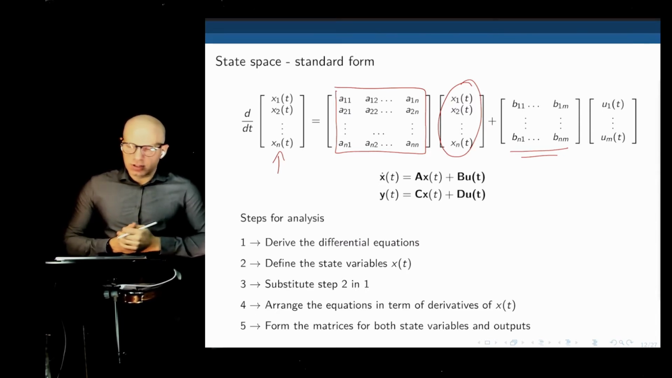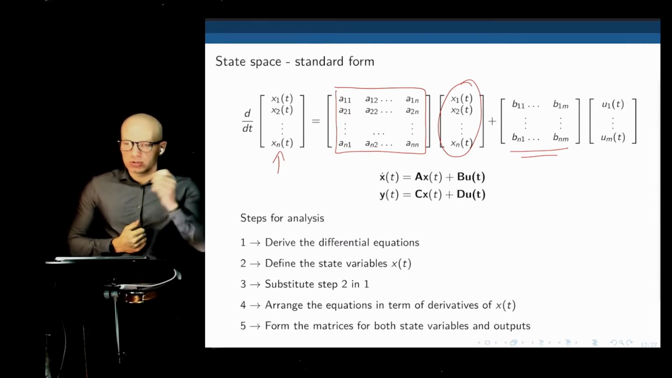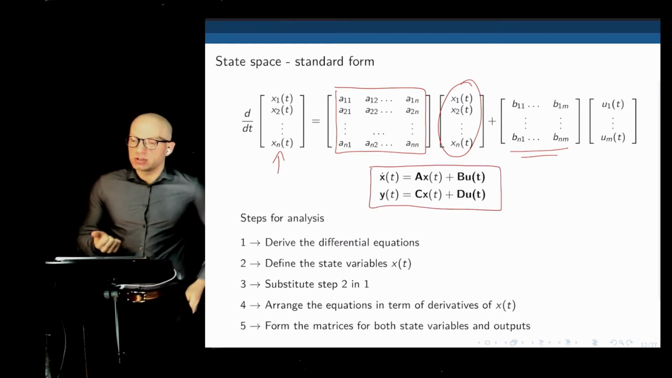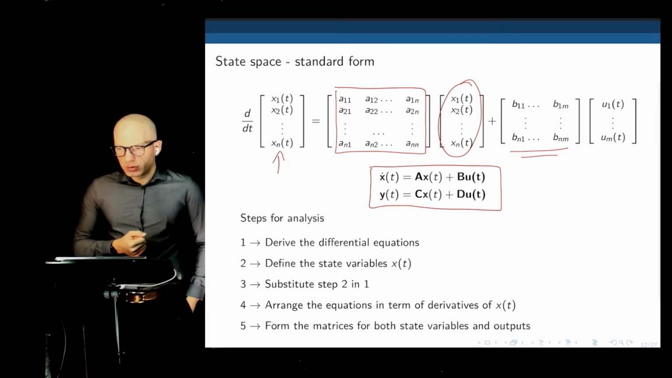And then the last one is the input. Depends on how many inputs we have. Once again, just 1 input. So that would just be 1/3. And then the second equation will relate the output with the input, with the states and the input of the system. So here are the steps for analysis, one by one.